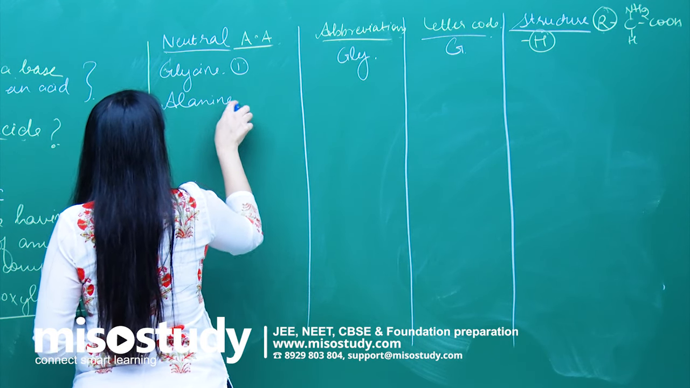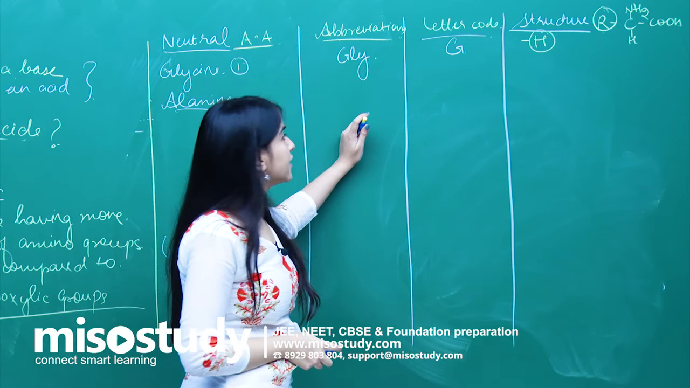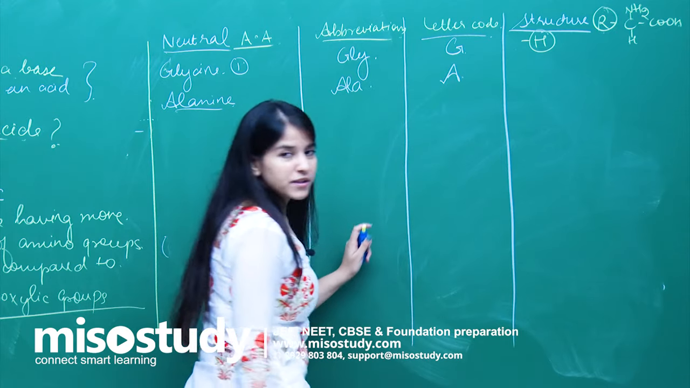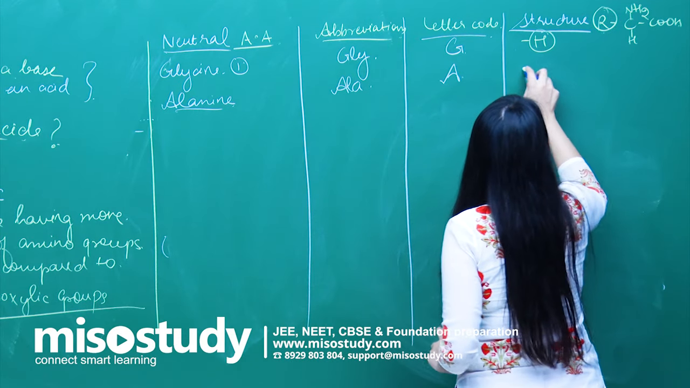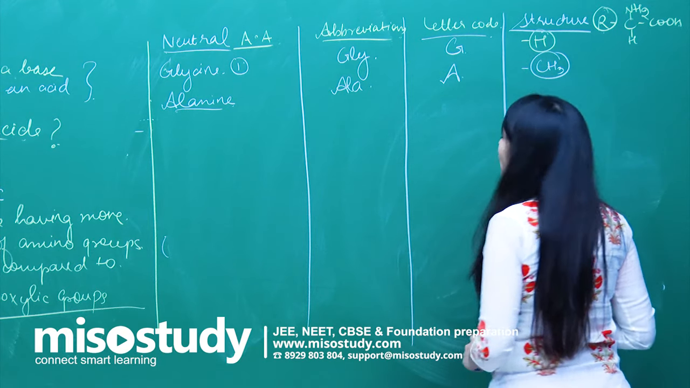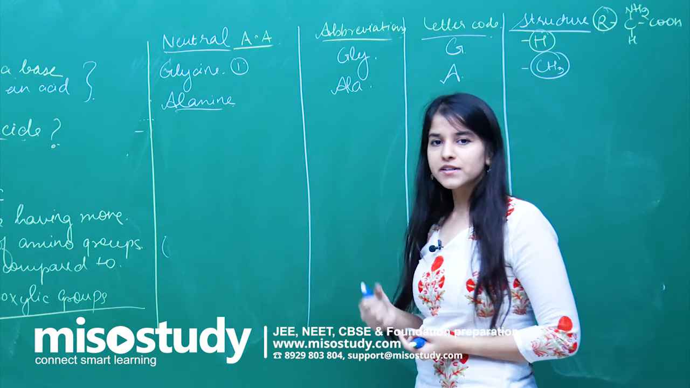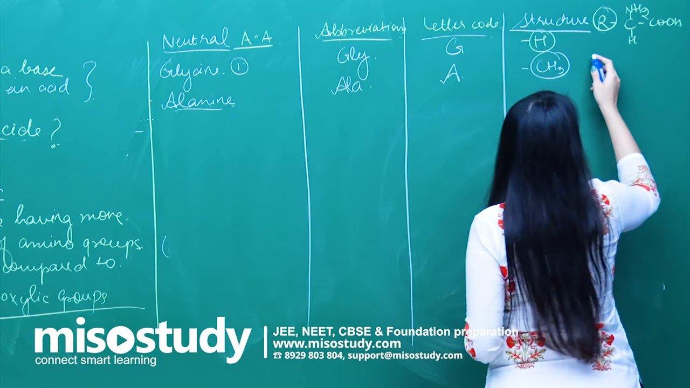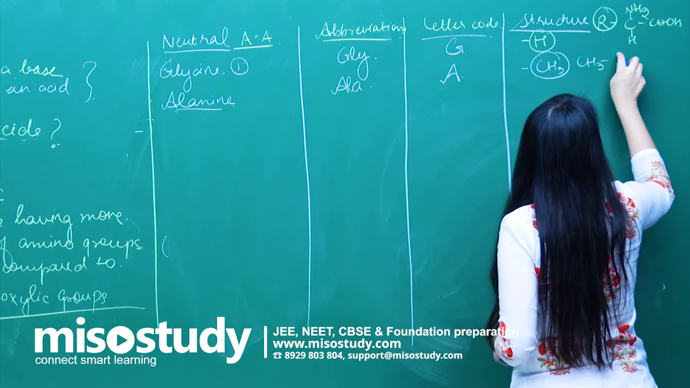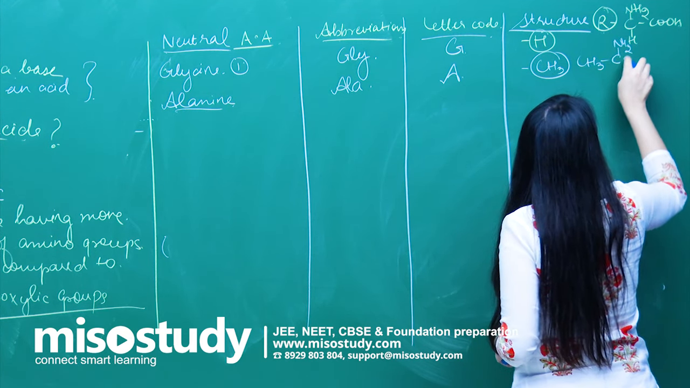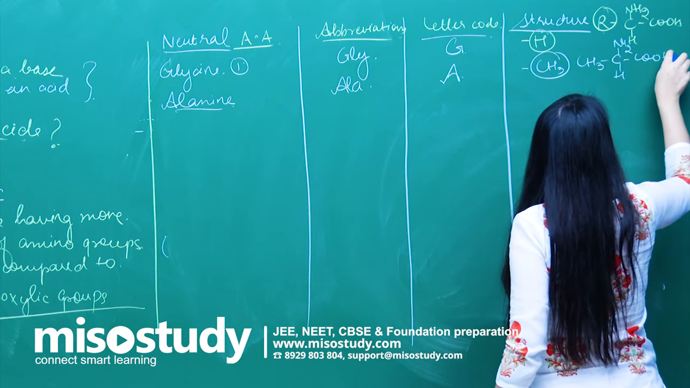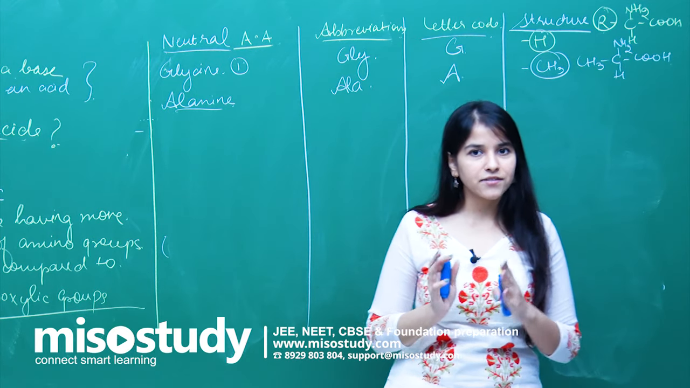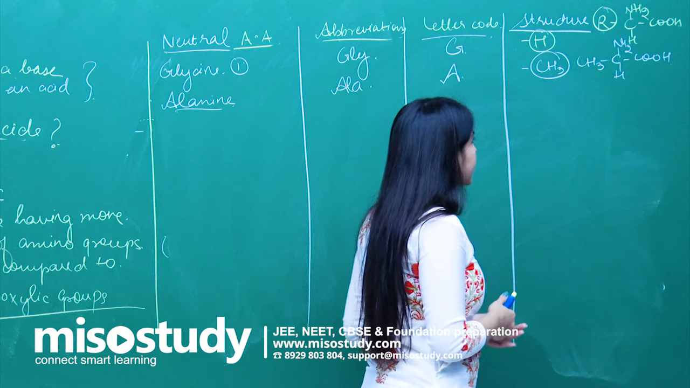Next is alanine. It is Ala, and A will be the abbreviation over here. I have only one CH3 as the alkyl group. So what will be the structural formula for it? The structural formula will be CH3-CH(NH2)-COOH. This compound is very much optically active, as you can see.